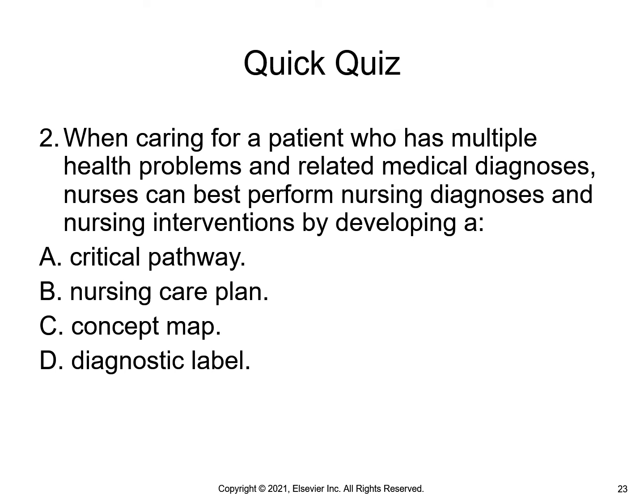When caring for a patient who has multiple health problems and related medical diagnoses, nurses can best perform nursing diagnoses and nursing interventions by developing a critical pathway, nursing care plan, concept map, diagnostic label. The answer is C. As noted prior, concept maps will help a nurse organize nursing interventions for a patient that has multiple problems.